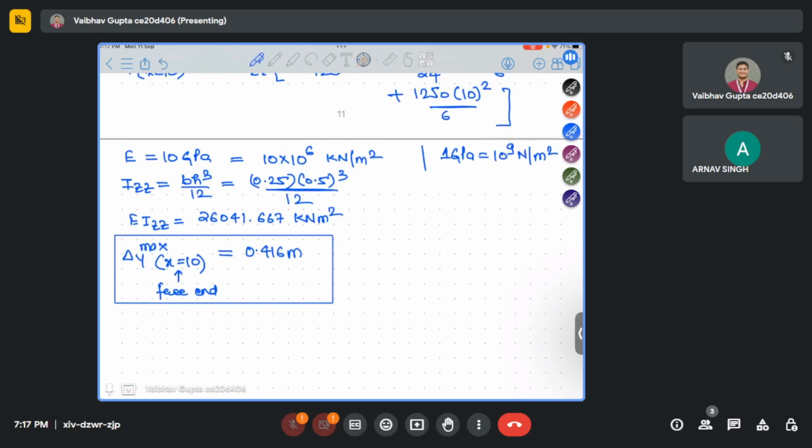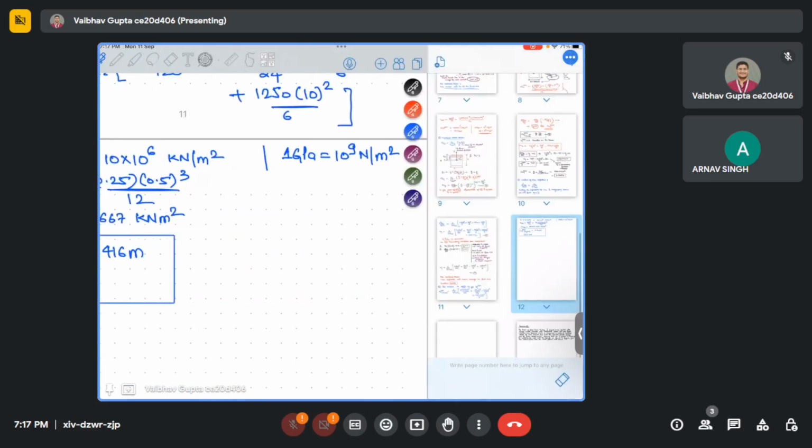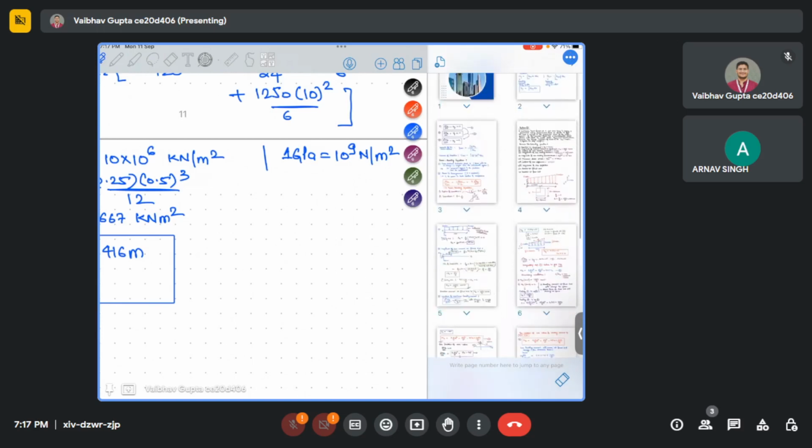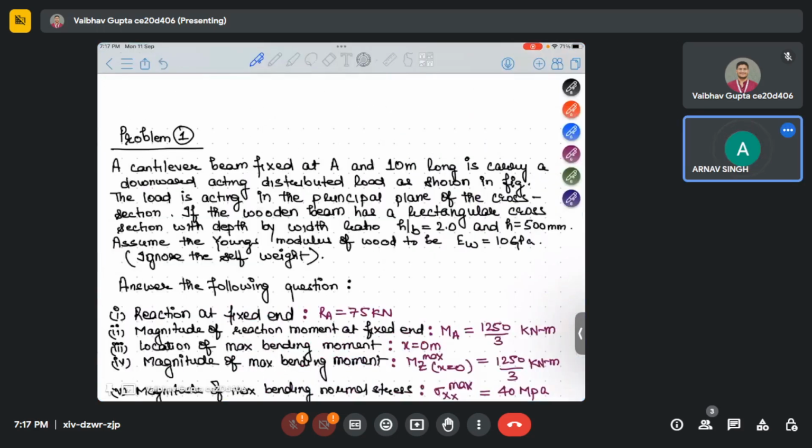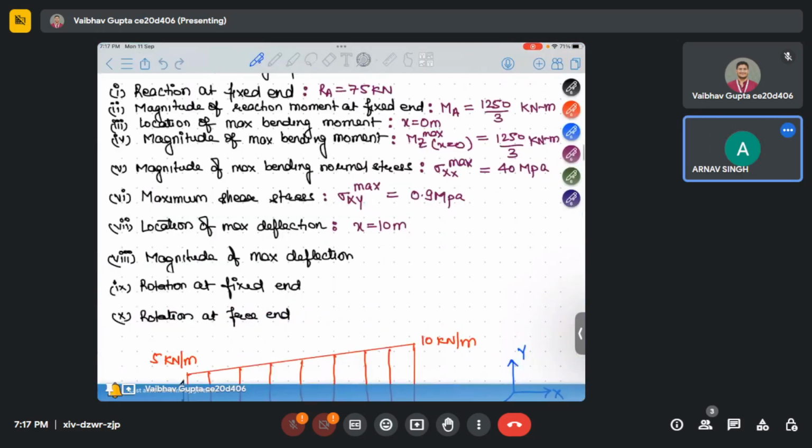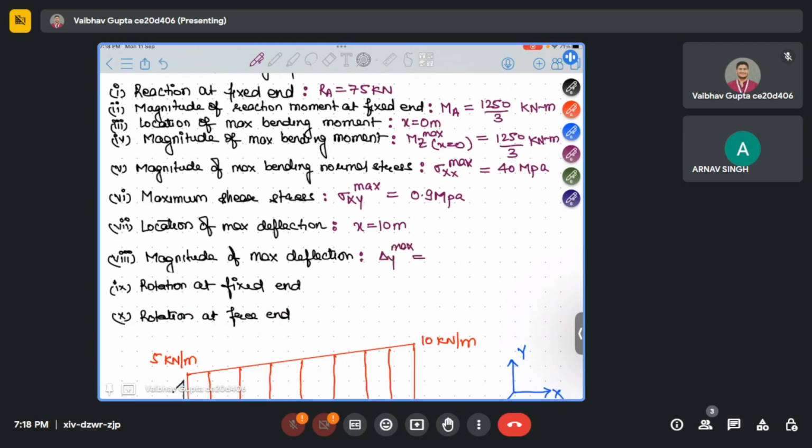So we have found delta y max, which is our eighth part. Delta y max is equal to 0.416 meter. Next part is rotation at the fixed end and rotation at the free end. Just now I told you what the rotation at the fixed end is: theta A fixed is 0.